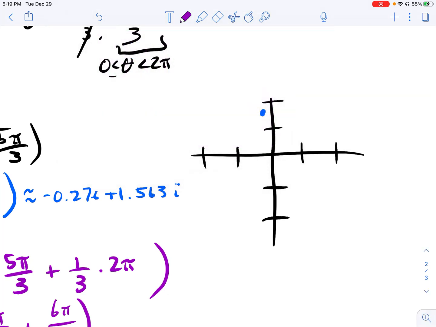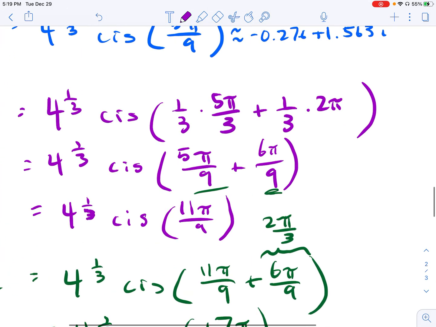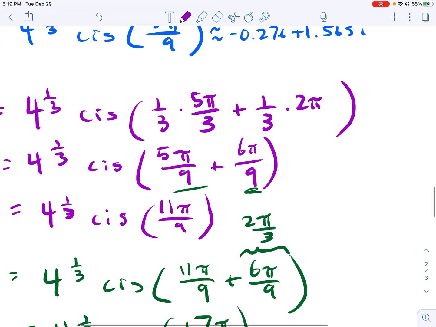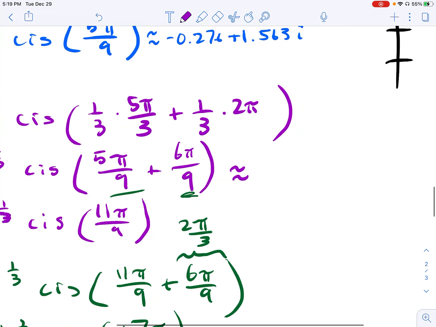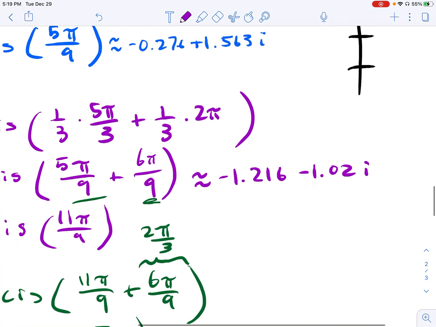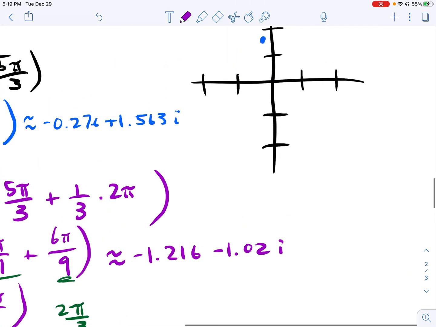Now, what about the second root here? For the sake of time, I'm going to just give you the approximate value since I've already calculated these ahead of time. We get something like that. Now, what does that complex number look like? Well, negative 1.216 is our horizontal. Our vertical is just a little bit past that, right around there. So that's where that complex root goes.